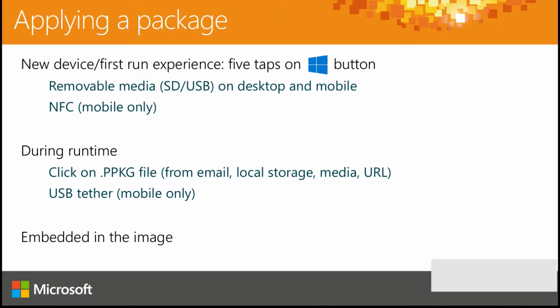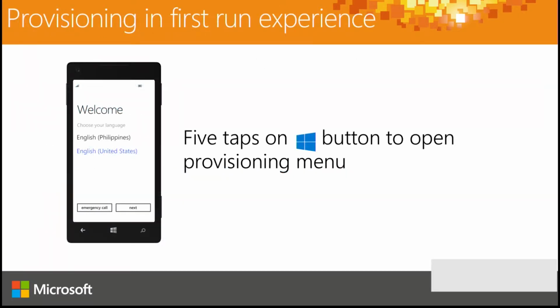Now, what does it actually look like? This is what it looks like on the phone. Okay, we've got the nice little animation of the user hitting the button 5 times. 5 taps on the button will open up the provisioning menu.